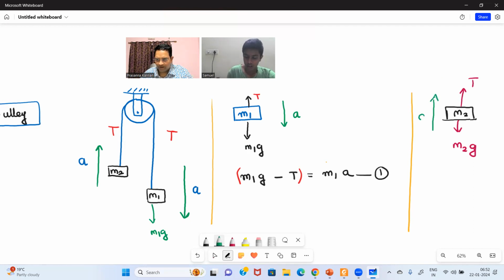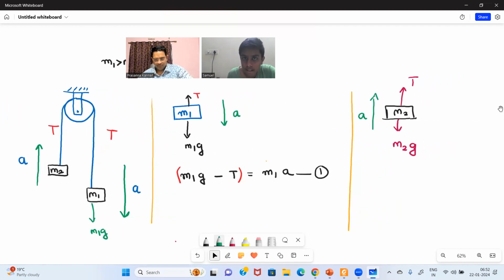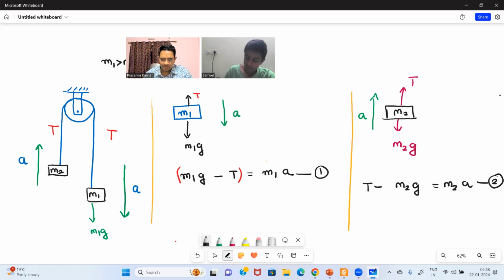So tell me now, M2G and T, can you write the equation similar to how we wrote for the mass M1? So this time T is greater than M2G. So it will be T minus M2G is equal to M2A. So that's equation 2. You solve these two equations, you will get the value of acceleration and tension.